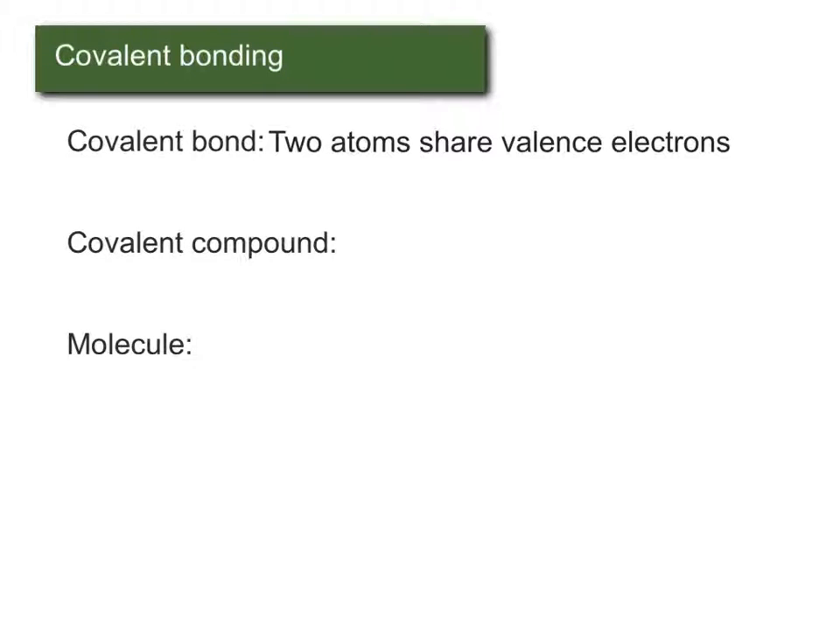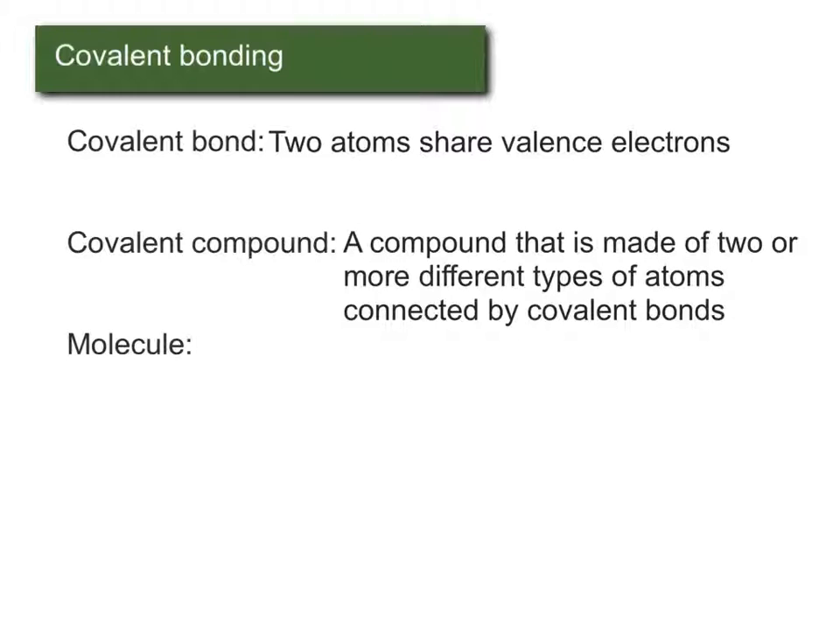So co implies sharing, and valent means that they're sharing the valence electrons, which, if you remember, are the ones in the outermost shell. And a covalent compound, therefore, is one that is made up of atoms connected by covalent bonds. All right, we also call these molecules sometimes.